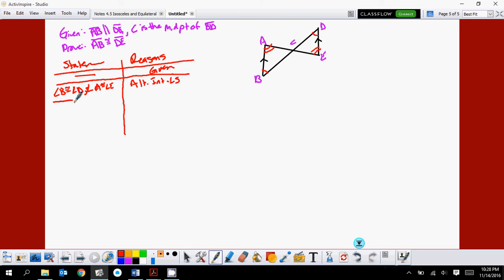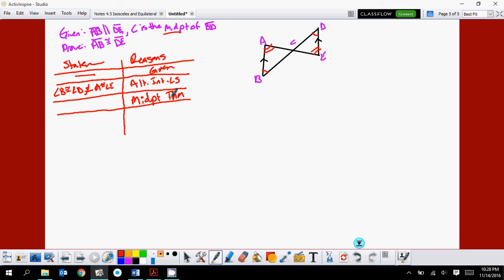Alright, next thing that was given to me, C is the midpoint. Because of that, I know I've got to use midpoint theorem. Notice I'm not using bisector. That's like my pet peeve. Okay, so midpoint, midpoint. They match up.